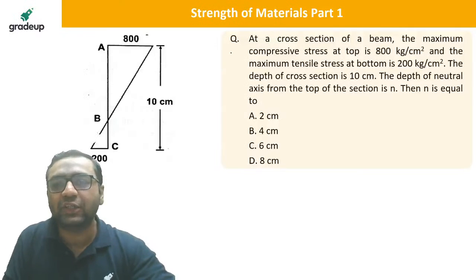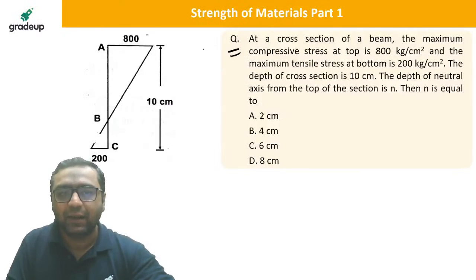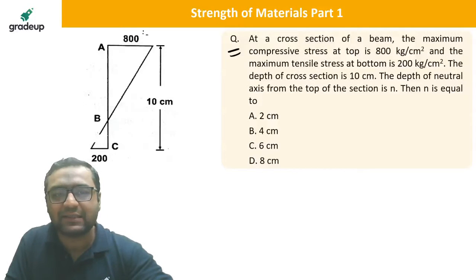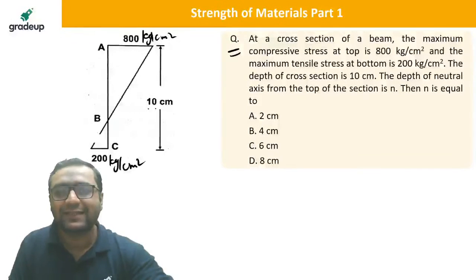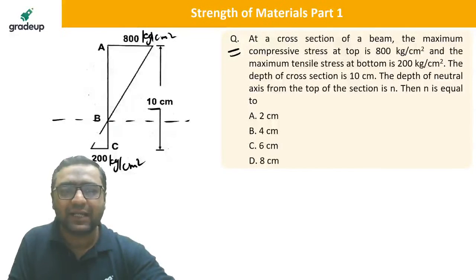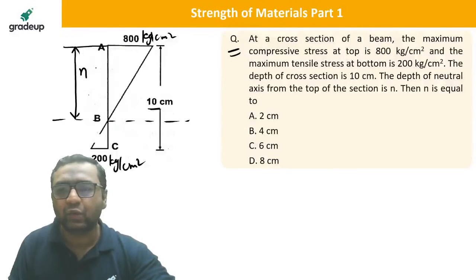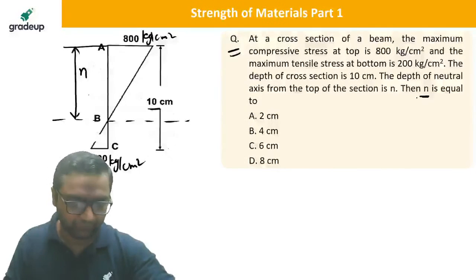This is the next question from bending only, guys. These stresses are given as kg per centimeter square, this is kg per centimeter square. The depth is 10 centimeter, and it is given that the distance of this point from the top fiber is n, and you need to answer the value of n.